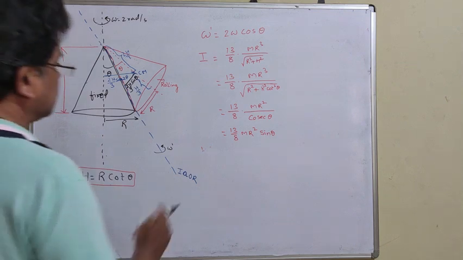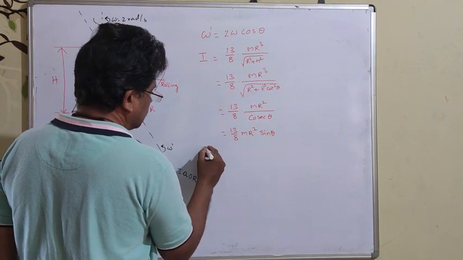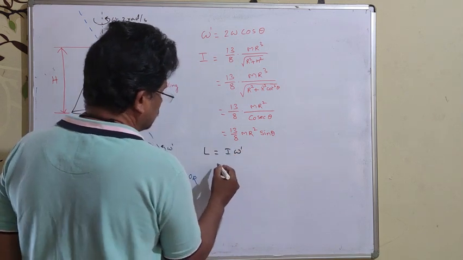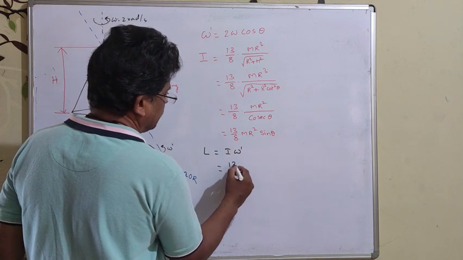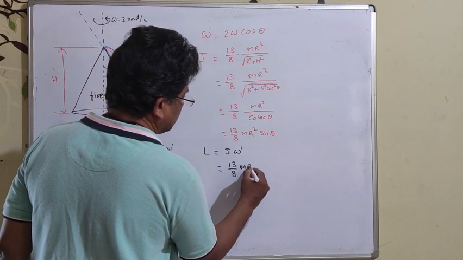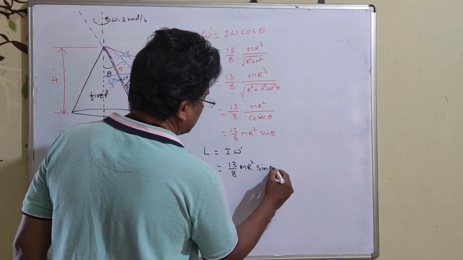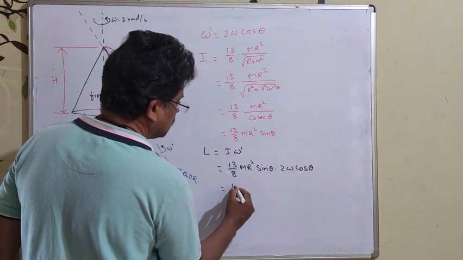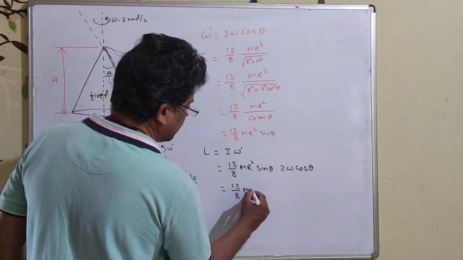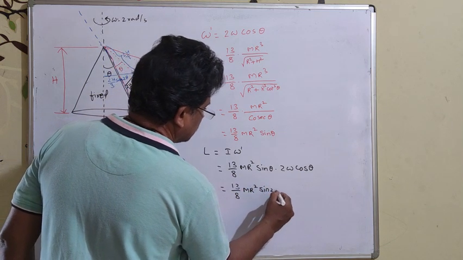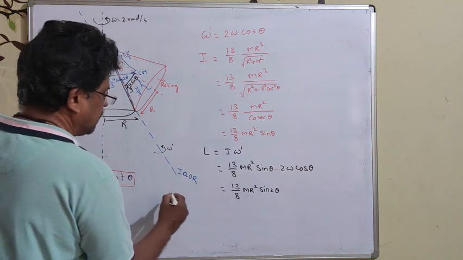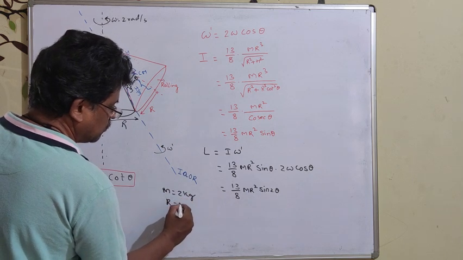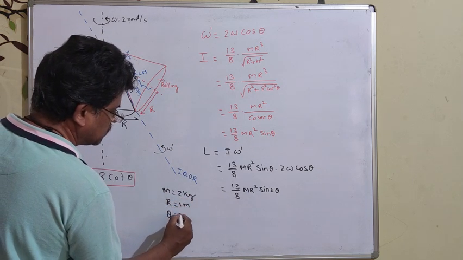Angular momentum L is equal to I into omega dash. Therefore, the moment of inertia is 13 by 8 M r square sin theta into omega dash. Omega dash is equal to 2 omega cos theta. This is equal to 13 by 8 M r square into sin 2 theta. Again substituting the values, M is equal to 2 kilograms, r is equal to 1 meter, and theta is equal to 30 degrees.